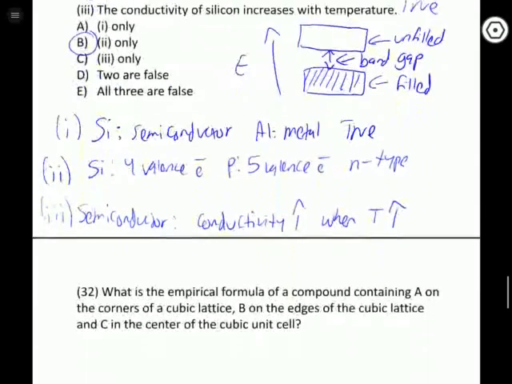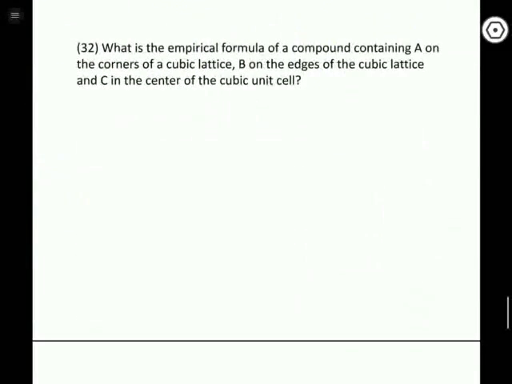All right, moving on, number 32. What is the empirical formula of a compound containing A on the corners of a cubic lattice, B on the edges, and C in the center?